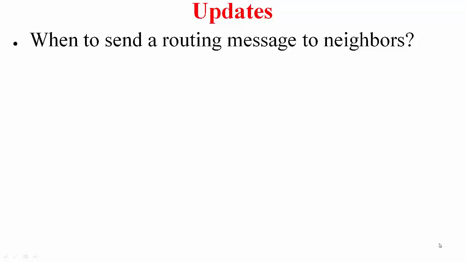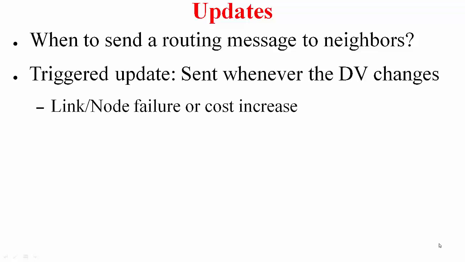Going back to the protocol, we have seen what messages are exchanged, the content of the message. Next, we have seen how does a node act once it receives a message. Now we will see when does a node send a particular message. What do you think? When should a node send a routing message to its neighbors? Naturally, whenever the distance vector, the routing table changes, you need to inform your neighbors of the change in the metrics. So this happens whenever a link or node fails or the cost increases. So these are called triggered updates.